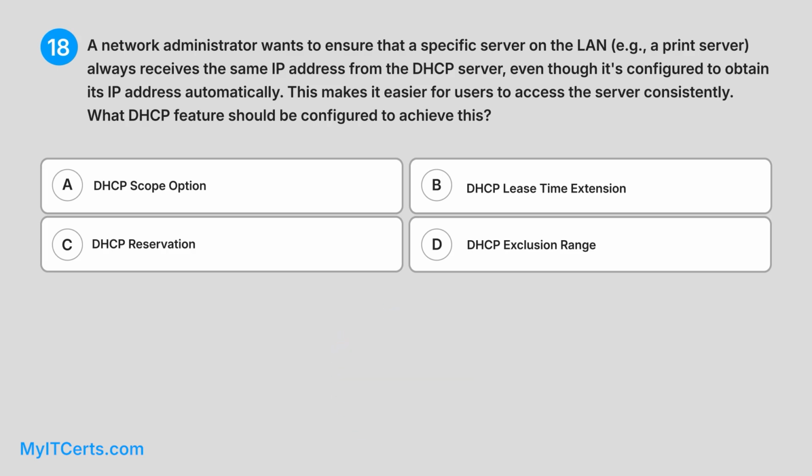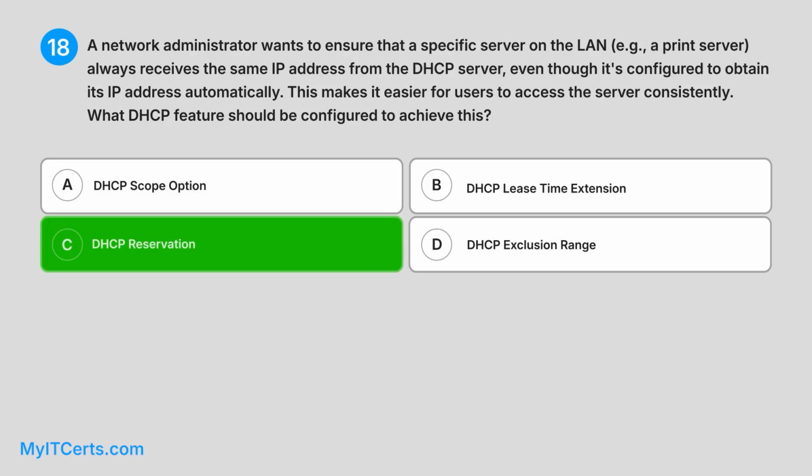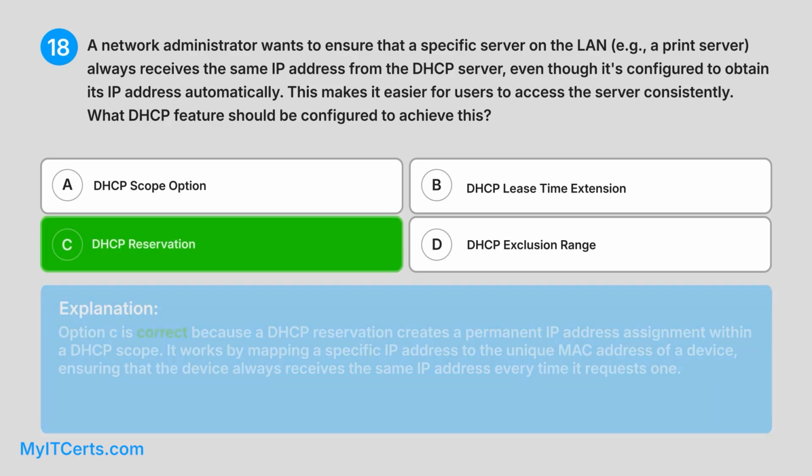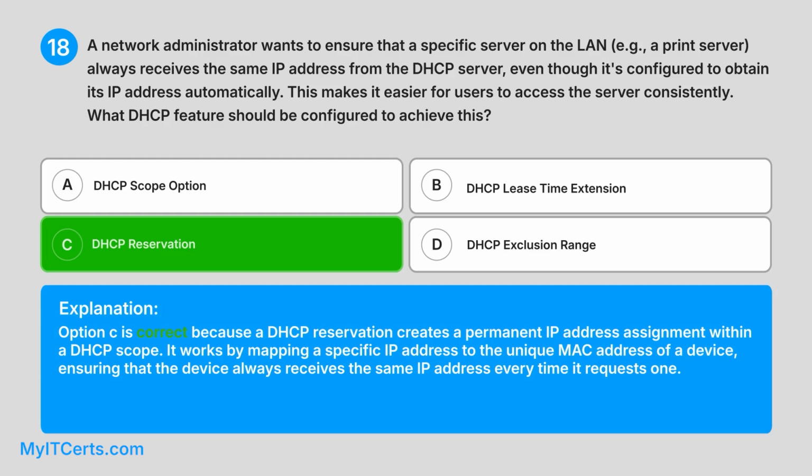Correct answer: C. DHCP reservation. Explanation: Option C is correct because a DHCP reservation creates a permanent IP address assignment within a DHCP scope. It works by mapping a specific IP address to the unique MAC address of a device, ensuring that the device always receives the same IP address every time it requests one.